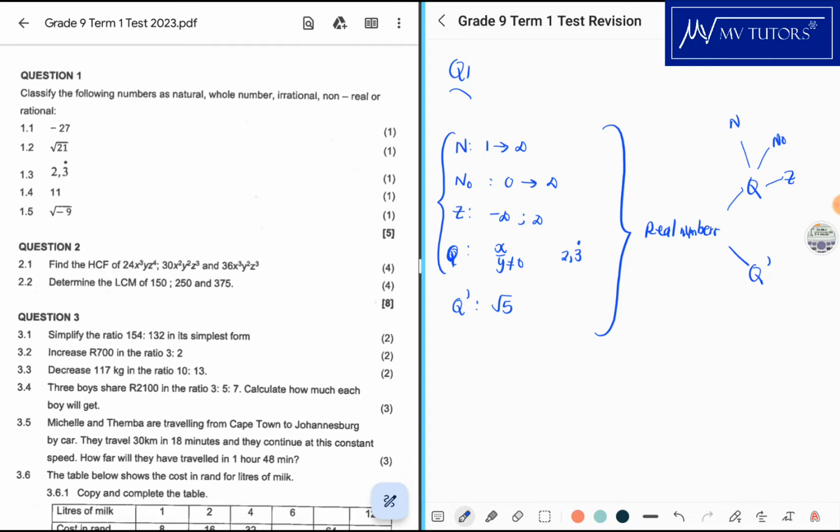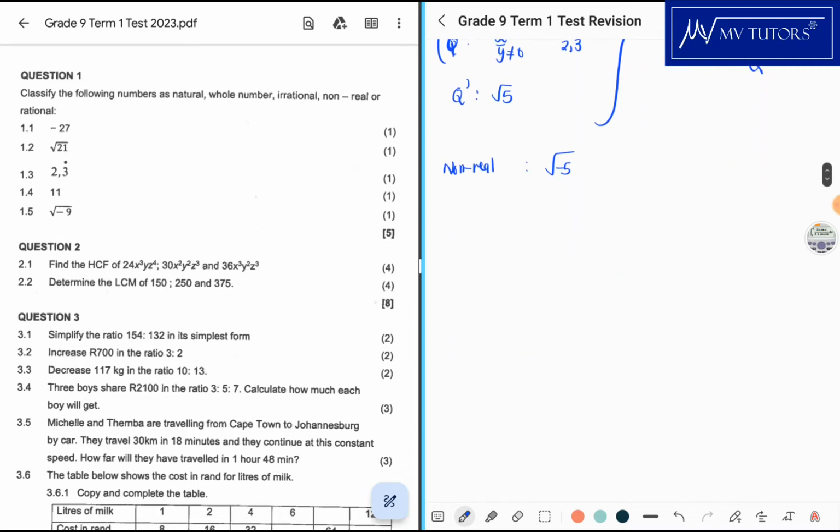Then we get non-real numbers. Those non-real numbers are imaginary numbers. So what are those imaginary numbers? Well, let's say you have the square root of negative 5. If you put that into your calculator, it will tell you it is a math error. That's why we say it's an imaginary number. And I think after defining all of that, we are ready to answer the questions.